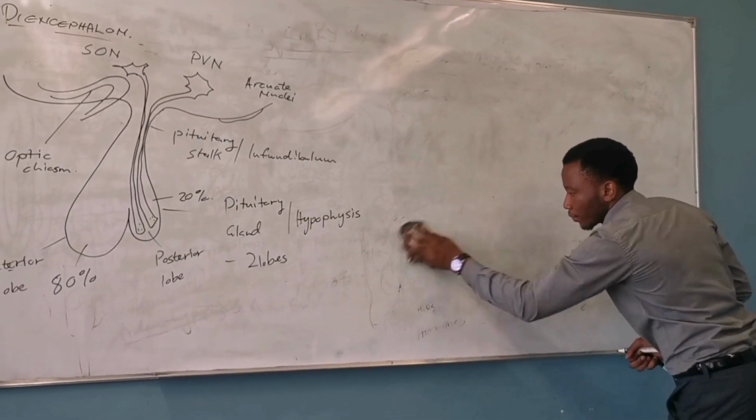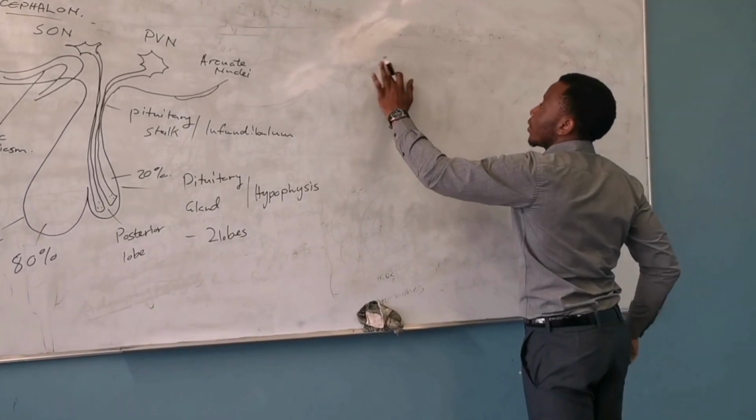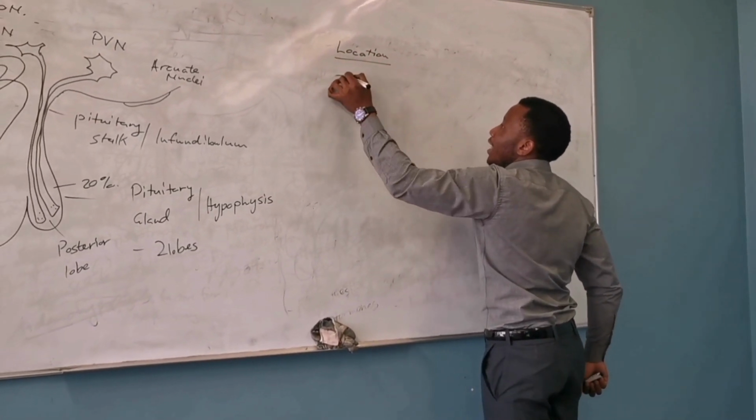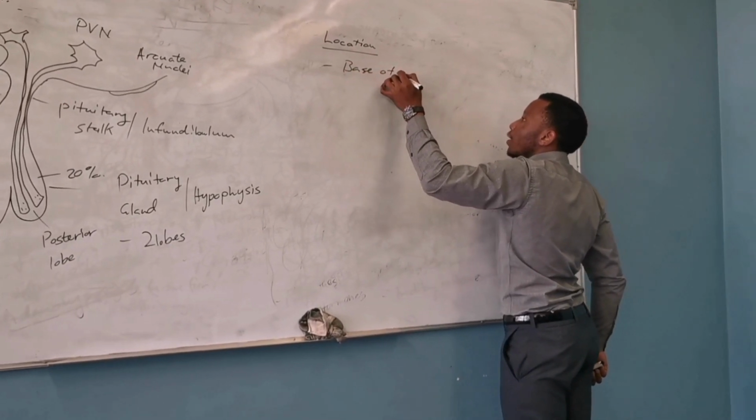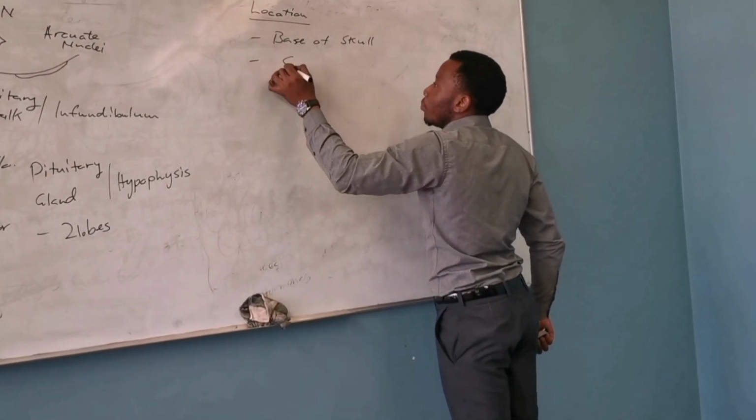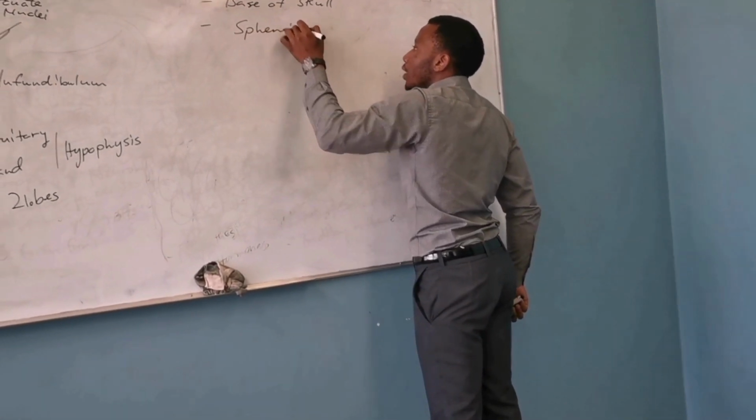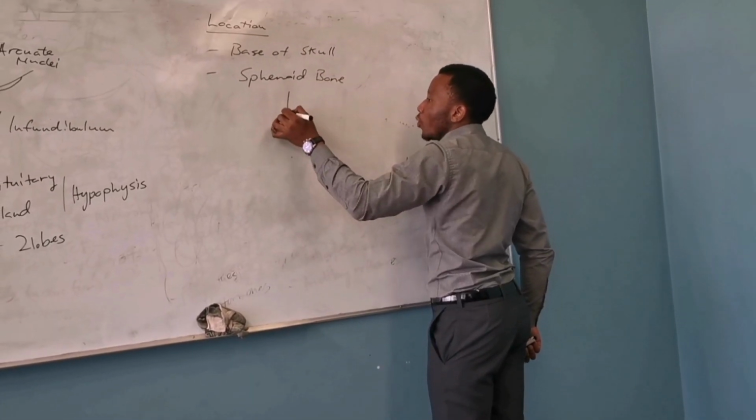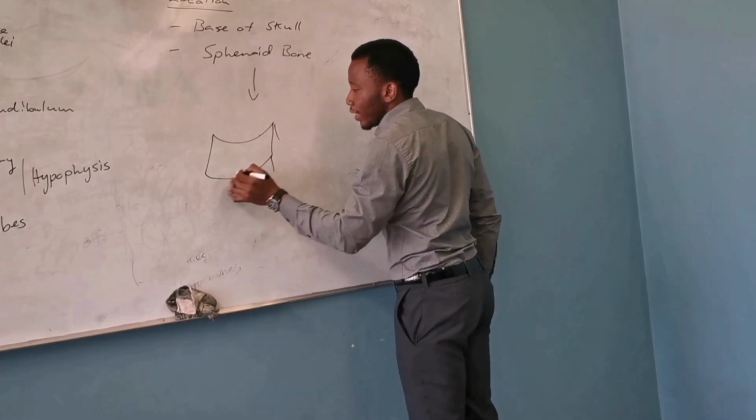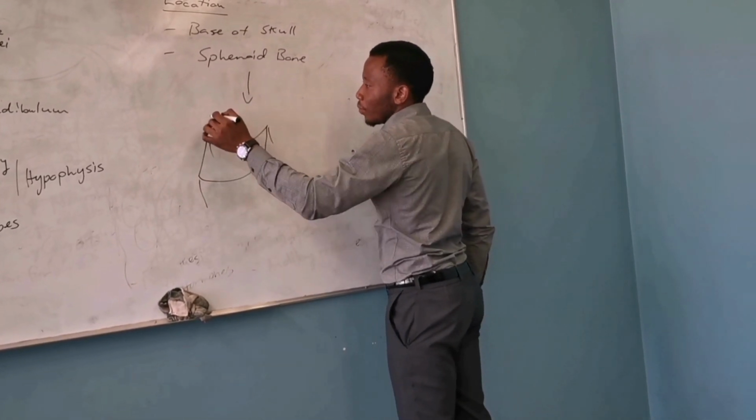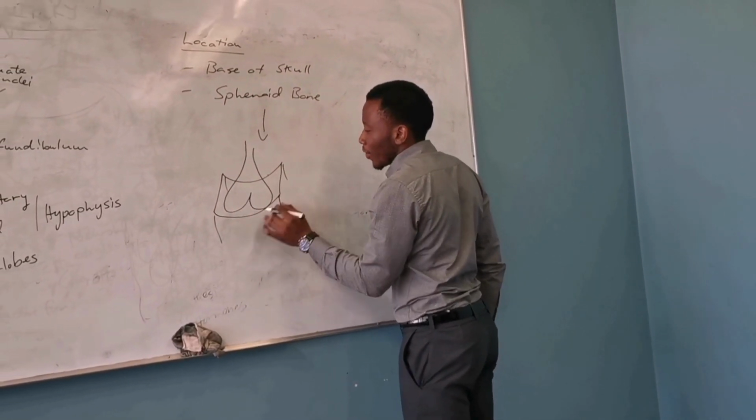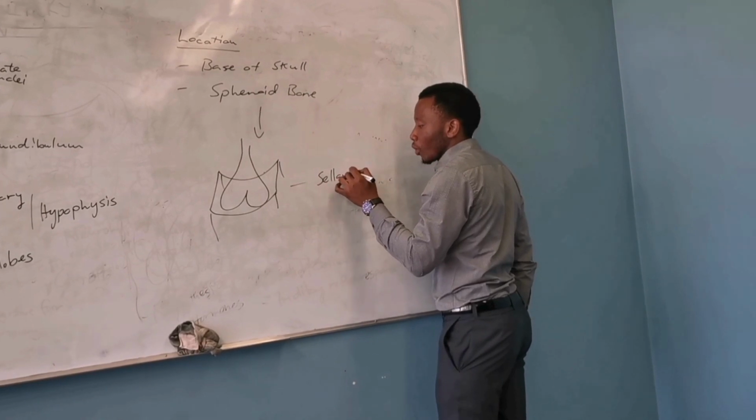The location of your gland, hypothalamus and pituitary gland. It's located at the base of the brain, base of the skull, if you like. The bone that we find at the base of the skull, we call the sphenoid bone. The sphenoid bone has a pouch-like structure that we call your sella turcica, alright? The pituitary gland with all its glory and might will sit inside the sella turcica.